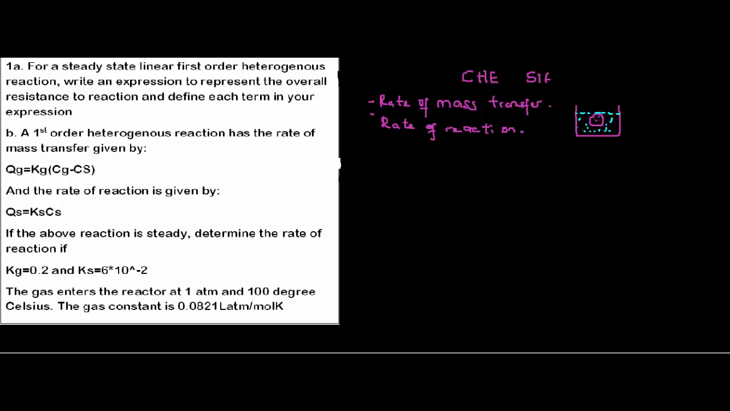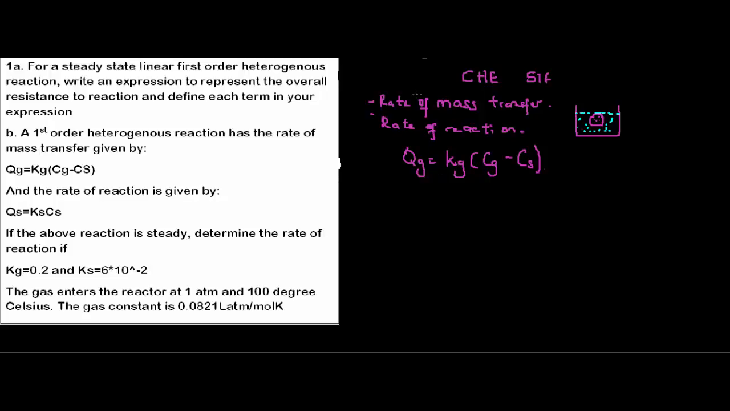Now after understanding that aspect, let's go back to what the question asks us to find. You are told to write an expression to represent the overall resistance to reaction. Now this question is a very short derivation, but I want to use it to explain heterogeneous reaction from the beginning. For the rate of mass transfer, I have that Qg is equal to Kg into bracket Cg minus Cs. I told you for mass transfer, it's transferring from the gaseous phase to the solid particle, so you'll be having a change in concentration, and Kg here is the mass transfer coefficient. That's just how this formula was brought about.